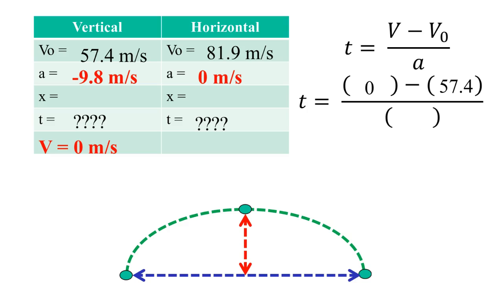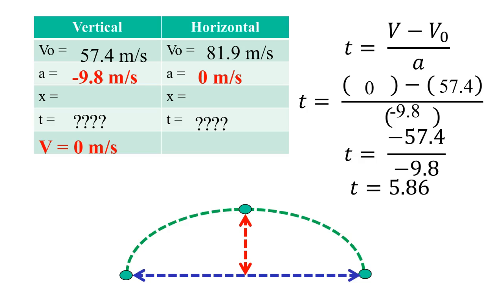0 minus 57.4. Notice there's a lot of negatives going on here. 0 minus 57.4 gives me negative 57.4. Negative 9.8 is still negative. Watch those negatives. So in this case, when I divide negative by negative, I should get a positive. This is a rational expression inside of our formula. So remember to simplify the top, simplify the bottom, and then divide. So I should get 5.86 seconds.